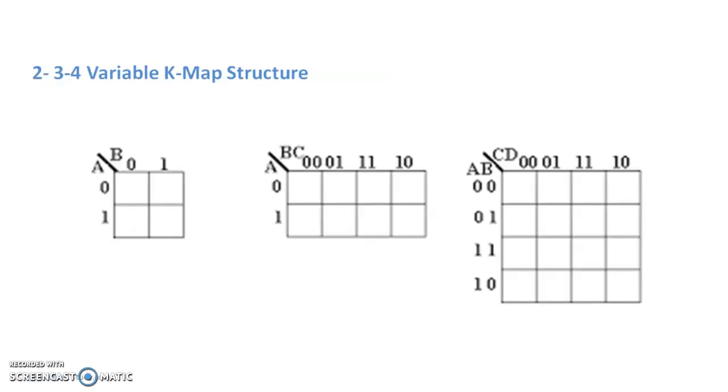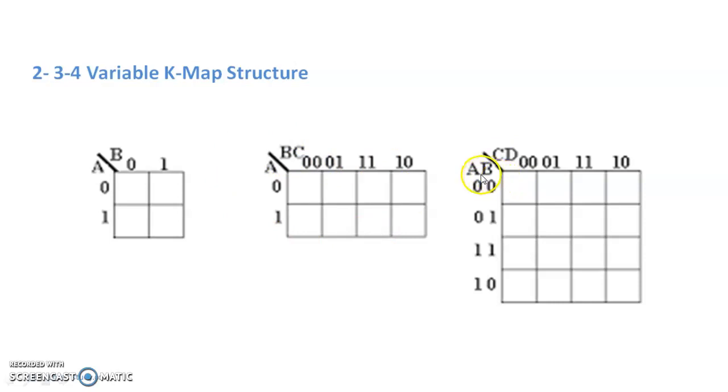We will look at the 2 variable, 3 variable and 4 variable K-map structures. This is the 2 variable K-map structure. In the 2 variable K-map structure, we require 4 cells for A and B. Here the values 0, 1 are for the A input, and for the B input the values are 0 and 1. This is the 3 variable K-map. On one side we take the A value, either 0 or 1, and for BC it is 0 0, 0 1, 1 1, 1 0. Why do we not take the sequence 00, 01, 10, 11? As per the Gray code, this is the structure of the 3 variable K-map.